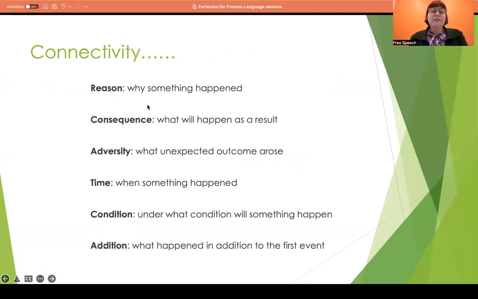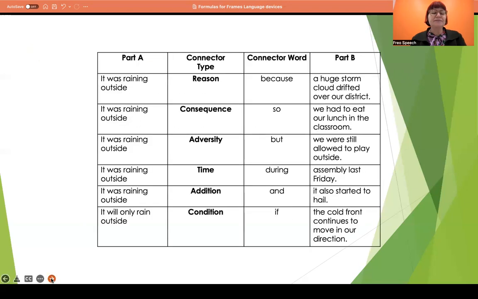So when we think about reason, why something happened. Consequence, what will happen as a result. Adversity, something unexpected happened that we wouldn't have predicted. Time, something happened in time relationship. Condition, under what conditions something will happen. And addition, what happened in addition to the first event. So let's have a look at the chart.